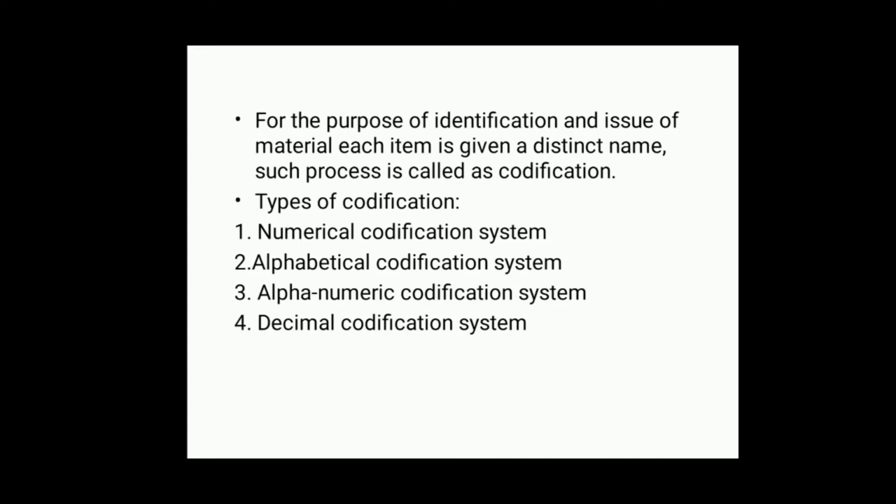Second, the alphabetical codification system means we can give letters A, B, C, like this, X, Y, Z. Third is the alphanumerical codification system, meaning we combine both numeric and alphabetic, like A12, like AB345, like this. And last, the decimal codification system, where we can give the code as a decimal number like 10.1, 1.2, like this. You can give a codification in these 4 types. So these are the types of codification.